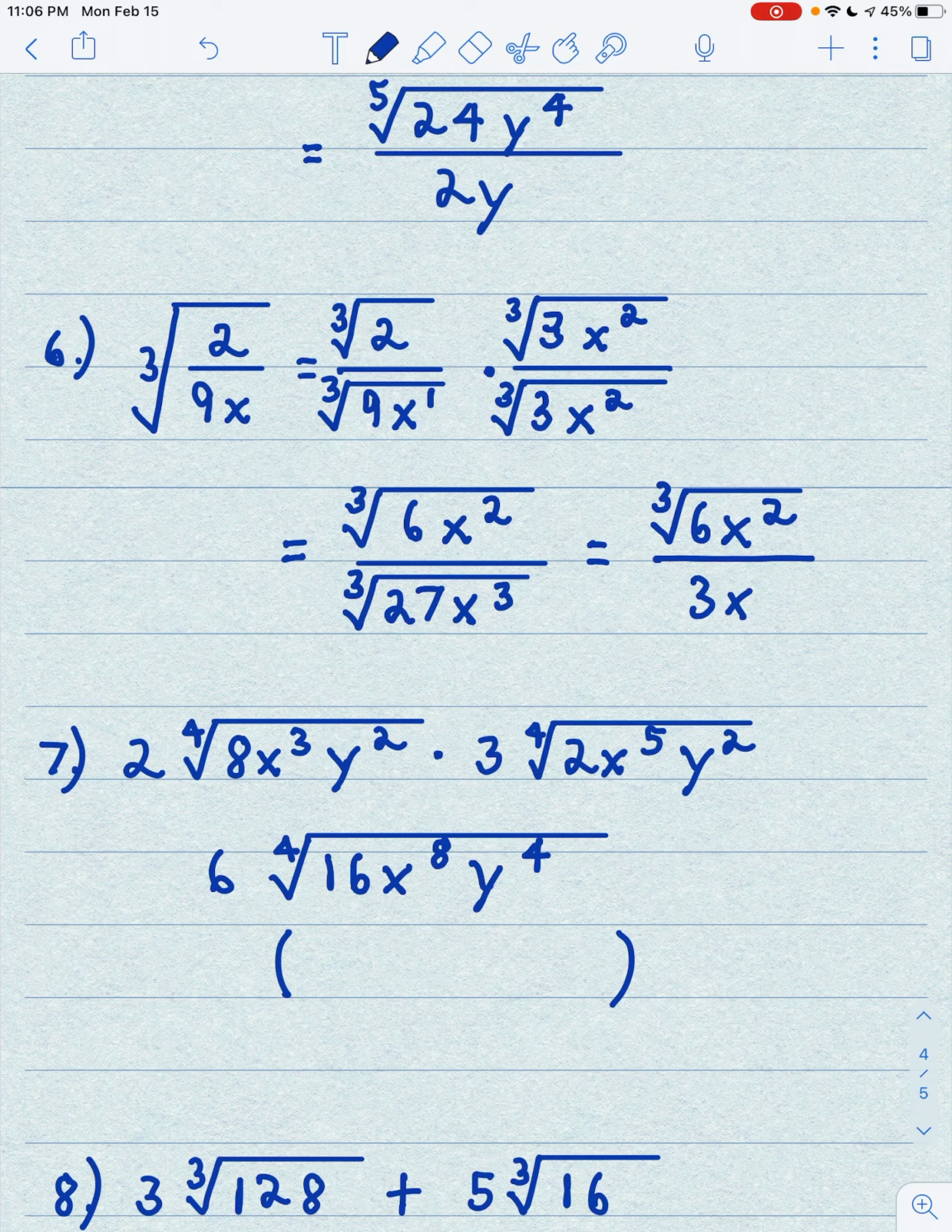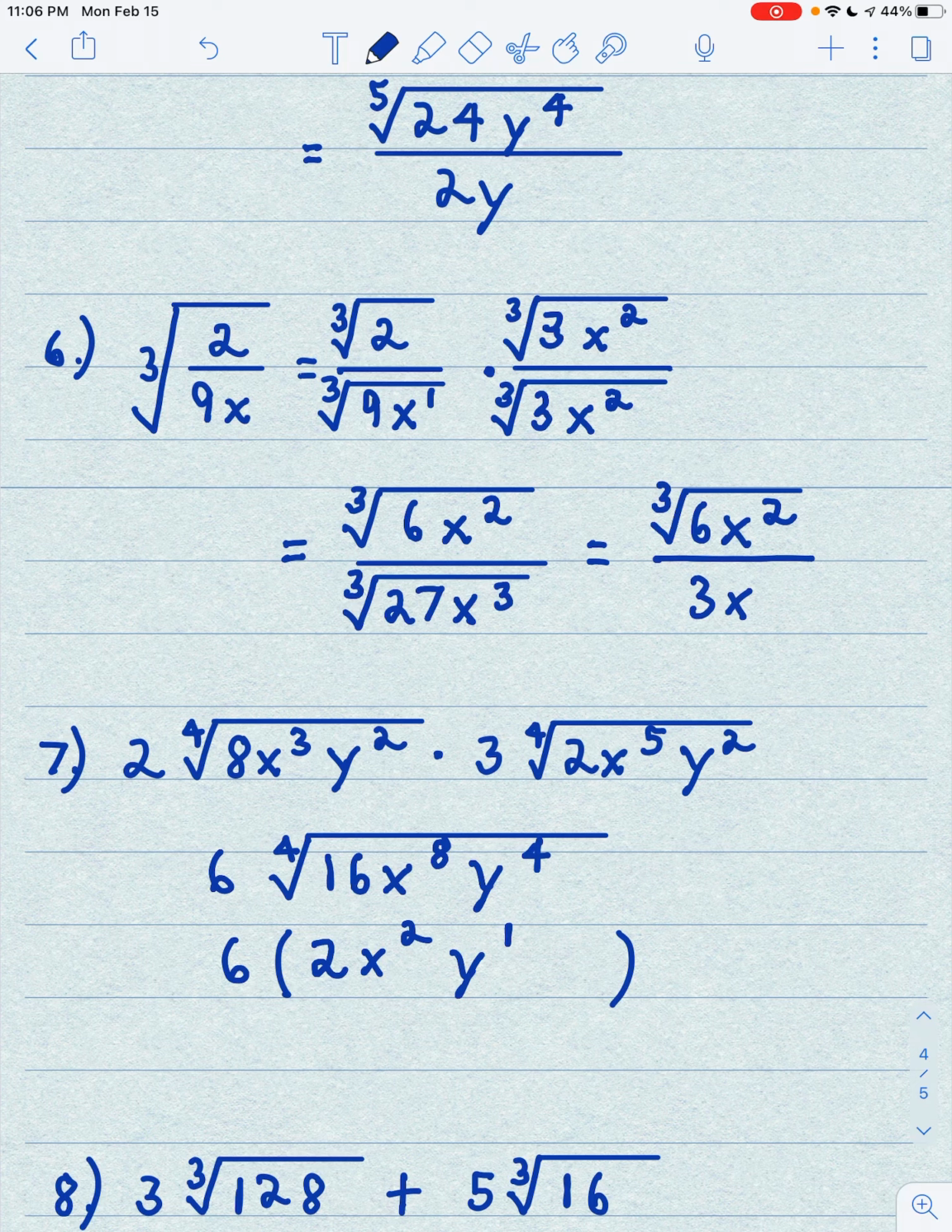The good news here is that is a perfect fourth. 2 to the 4th is 16. So when we take the 4th root of 16, that is 2. And for x, 8 divided by 4 is 2, so that'd be x squared. And for y, 4 divided by 4 is 1. So we have 6 times the quantity, 2x squared y.